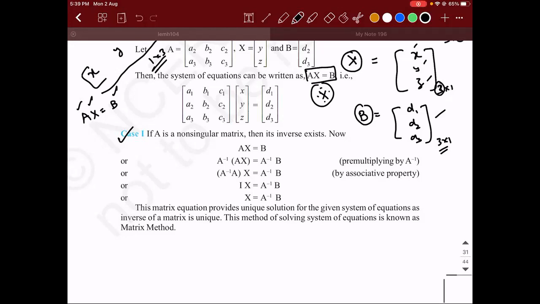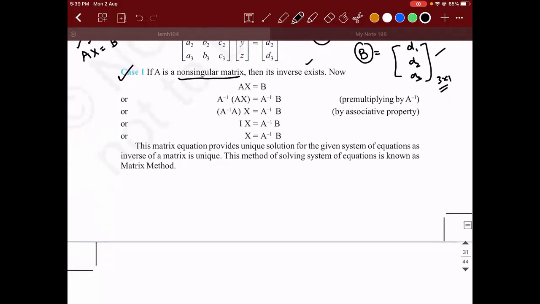So in case 1, if A is a non-singular matrix, then its inverse exists. We know this fact. Then if AX is equal to B, you can always pre-multiply, right? So A inverse of AX is equal to A inverse of B. Why did we pre-multiply here? Because A inverse will also be a 3 by 3 matrix. If you post-multiply, then B into A inverse will not exist. Guys, are you able to understand why we are doing pre-multiplication?